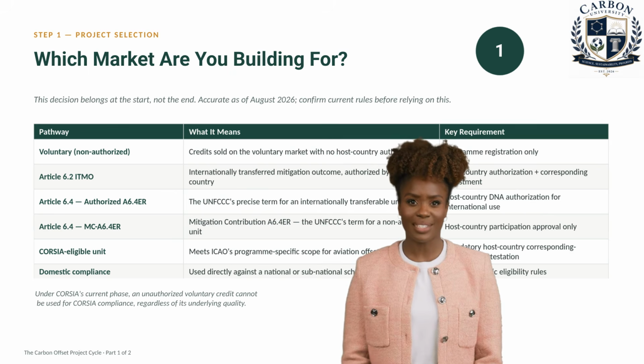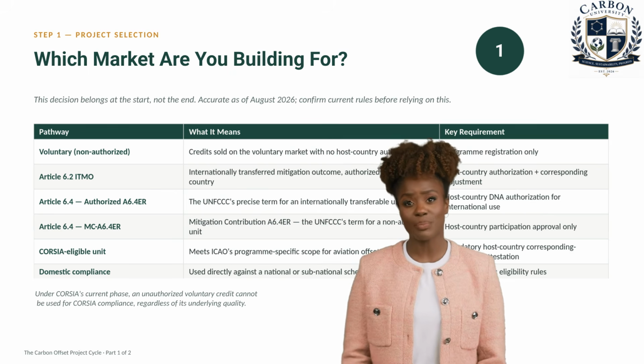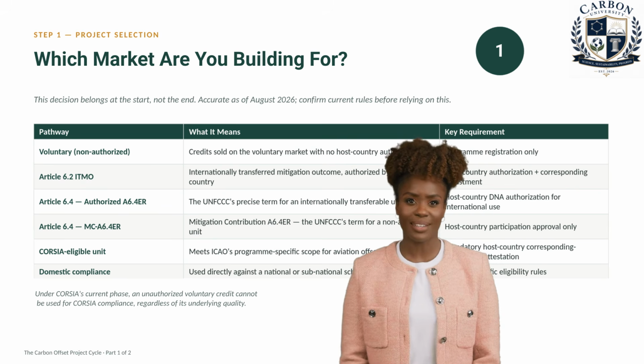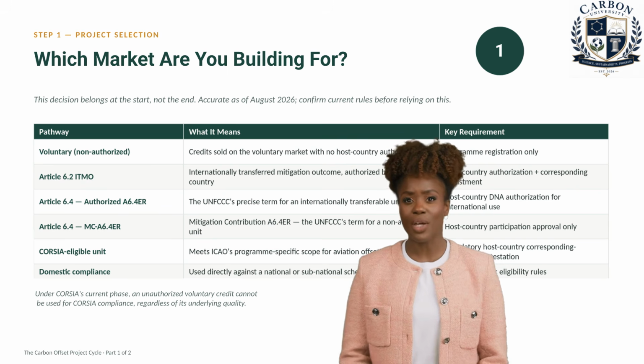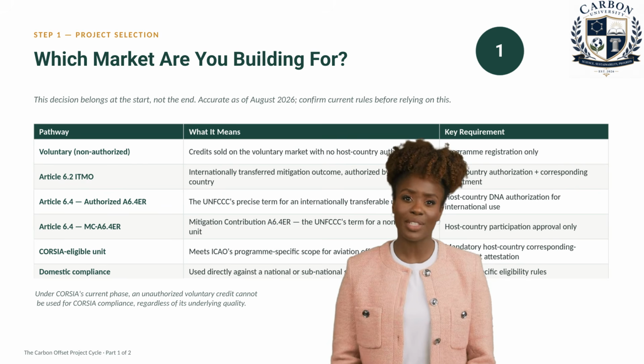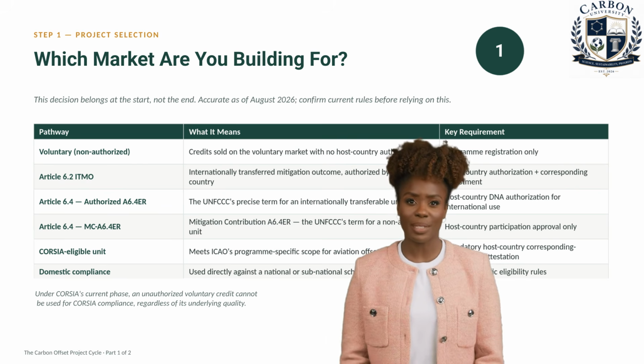Let's start with a key decision. For which market is this project built? Voluntary and/or compliance market. And if for compliance market, for which of the segments of that market? A purely voluntary project generates non-authorized credits. Under Article 6.2, a host country can authorize an internationally transferred mitigation outcome, or ITMO.